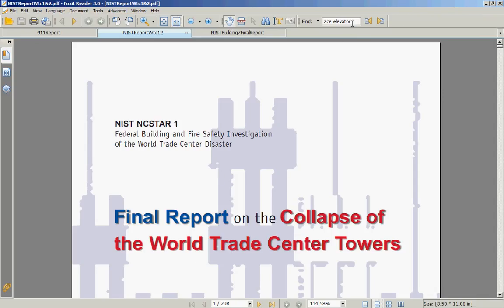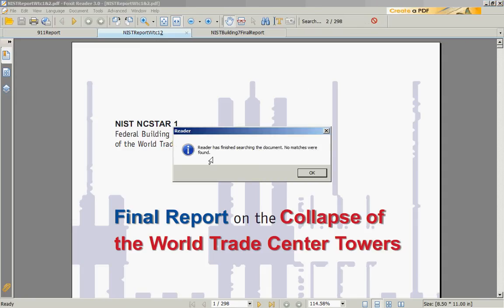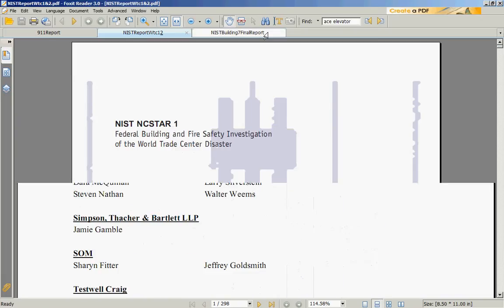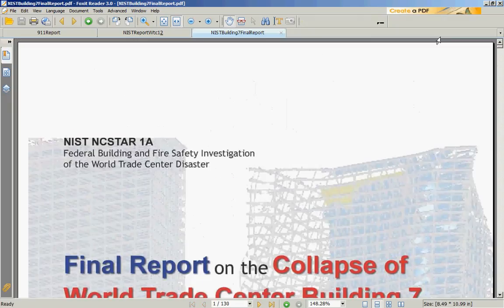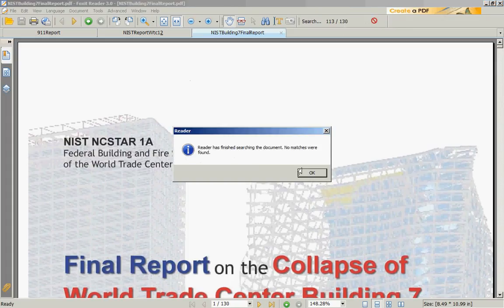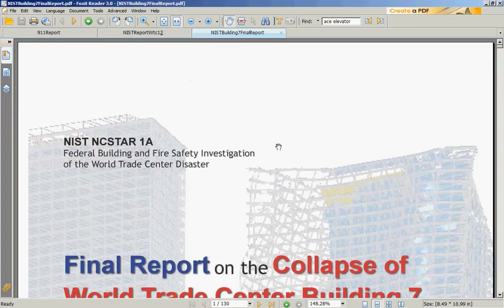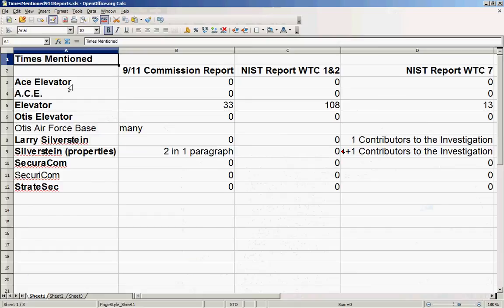So we'll look for ACE Elevator. It's searching the 298 pages. No matches were found. Well, maybe they were included in the Building 7 report. So we downloaded that and we can search that for ACE Elevator, the 130 pages. No matches found. So ACE Elevator Company was not mentioned at all in the 9/11 Commission Report.